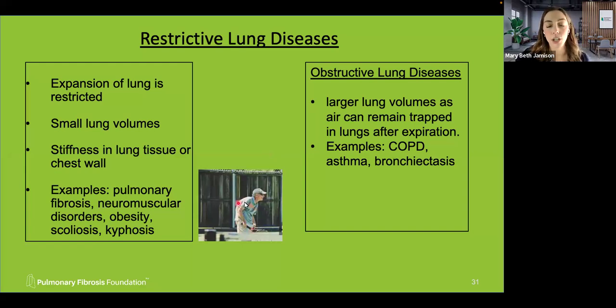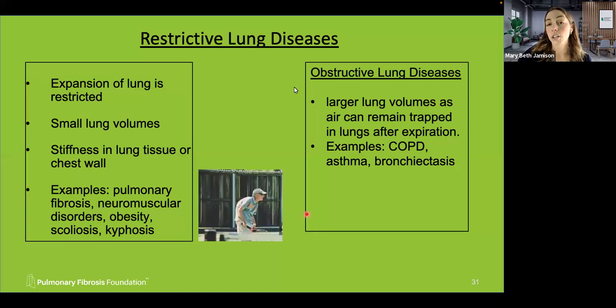And I like this image here because this is kyphosis. This is an example of a restrictive type of lung disease because the lungs cannot expand like they would like to. They're restricted, so you have smaller lung volumes. In some cases, you have that stiffness in the lung tissue. Sometimes it's stiffness in the chest wall. So examples of this, again, are pulmonary fibrosis, neuromuscular disorders, obesity, scoliosis, and kyphosis like this. You're not able to fully expand the lungs.